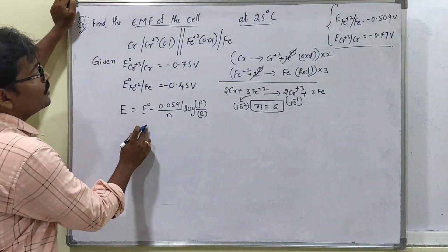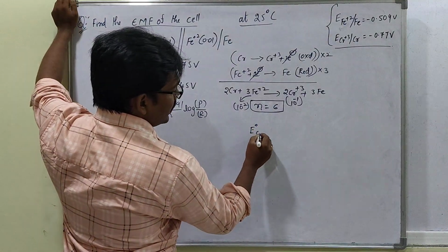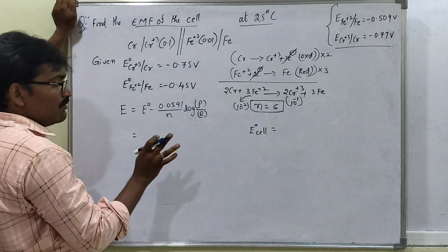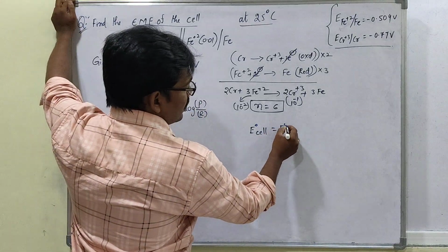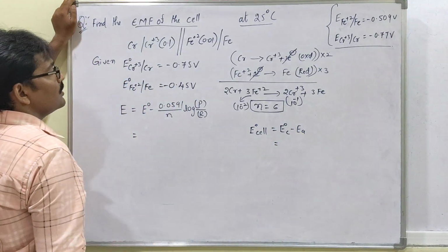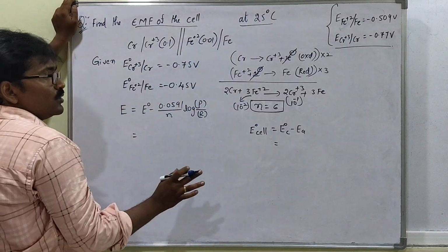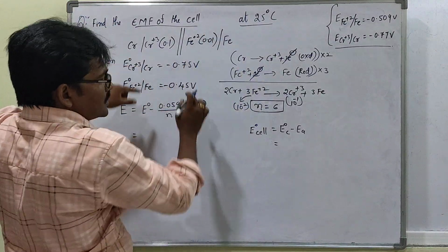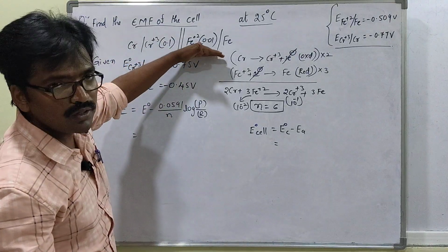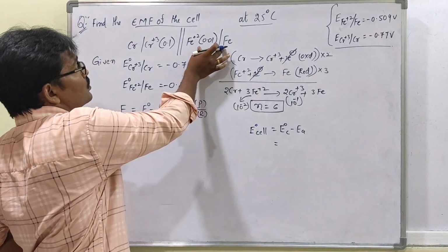Here E0 cell value also you have to find out, right? Sir, to find E0 cell, since the reduction potential values are already given, we have to use the formula E0 of cathode minus E0 of anode. Sir, which is the cathode in these two? Iron is the cathode. How do we know? In any cell representation, this is the anodic part, this is the cathodic part. First we write the anodic part, then the cathodic part. So that's what I told, cathode is iron.